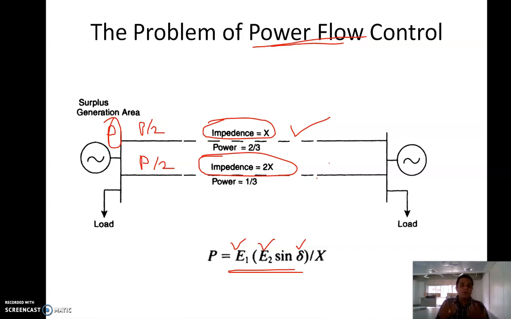I want the amount of power to flow in a particular transmission line as per my will, not as per the transmission line impedance. This is the problem which we need to solve. This is the solution that we are aiming at. And to get to this particular solution, we have two options which are available with us. What are these two options?